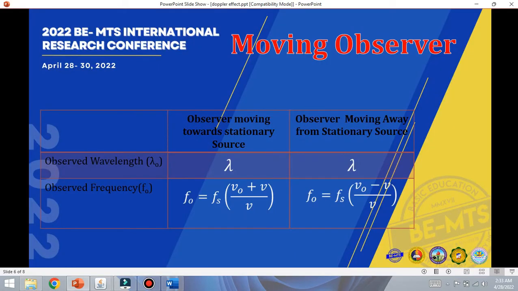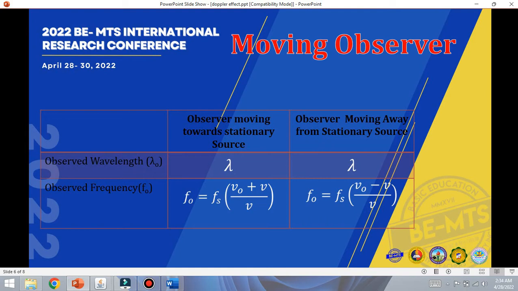This time the observer is moving and the source is stationary. Now the observed wavelength is the same whether the observer is moving towards the stationary source or moving away from a stationary source. It is the same as when there is no relative motion between the source and the observer. Still the same wavelength. But how come there is still a shift of frequency when the wavelength is the same?